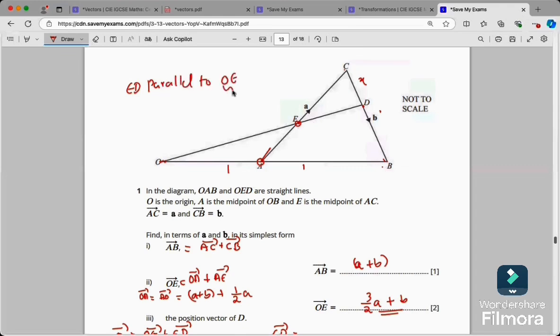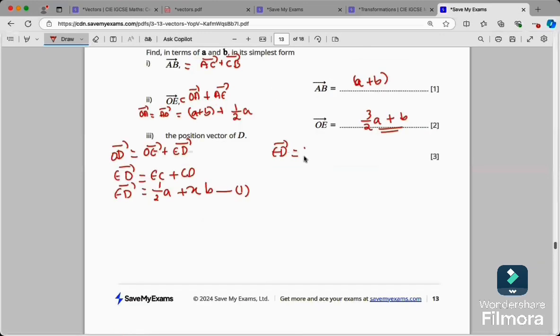Whatever OE you are having, this ED is the scalar multiple. So K times OE is a scalar multiple of the vector OE because they are parallel. Therefore, OD is equal to K times OE, which we already found as 3 by 2A plus B. So that is equation number 2.